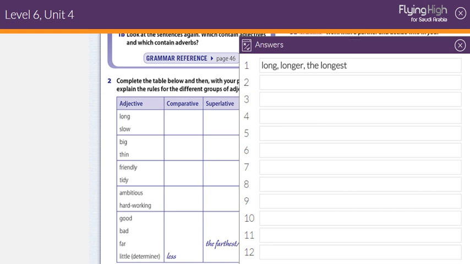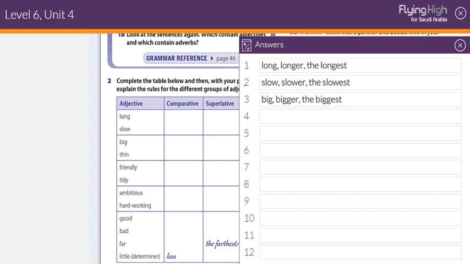The second adjective, slow. The comparative is, we add er, slower, and the superlative is the slowest. We add est. Number 3, big. So the comparative is bigger, and the superlative is the biggest.